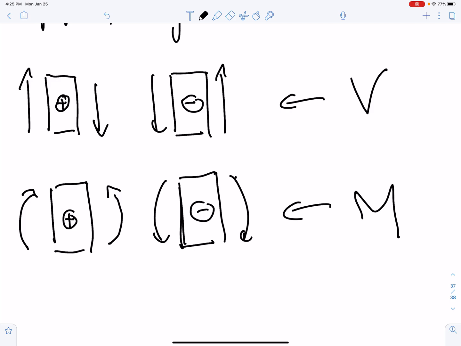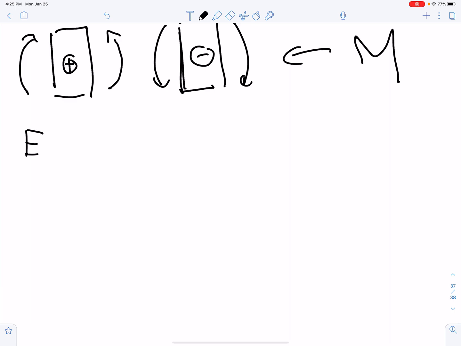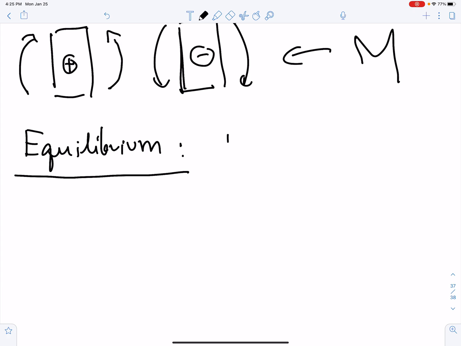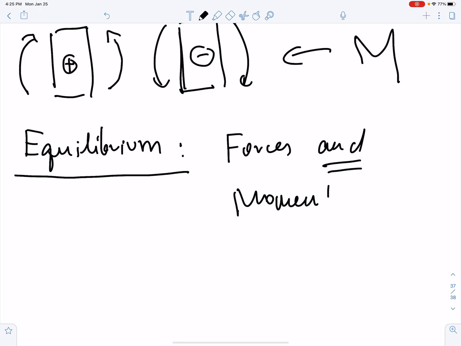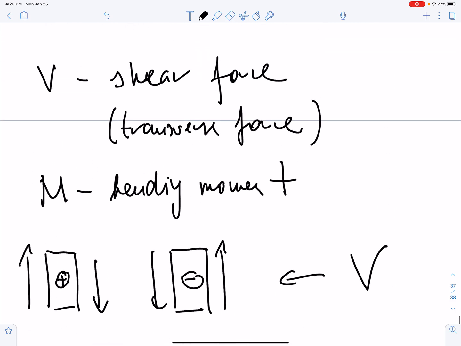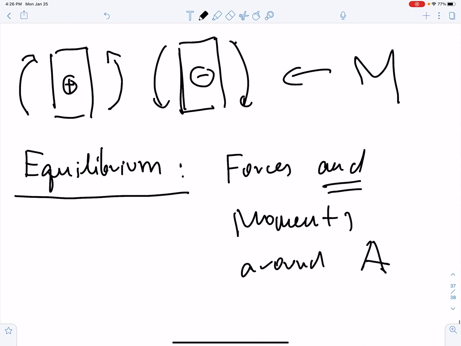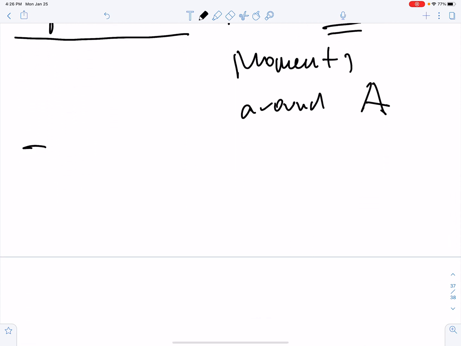Now we need to look at static equilibrium, but we need to look at the equilibrium of forces and moments. And we're going to look at those around, you need to pick a point, around point A. So let's start with the forces first. Sum of F, specifically in the y direction. There's no action in the x direction, so we'll skip it.